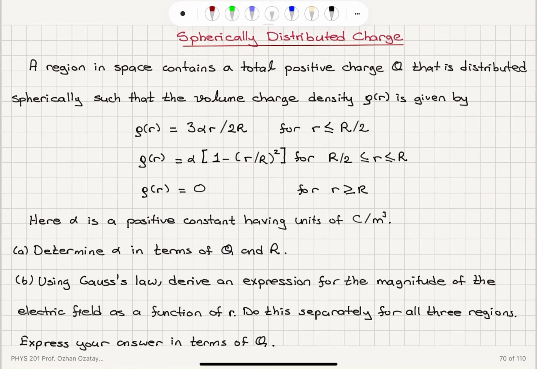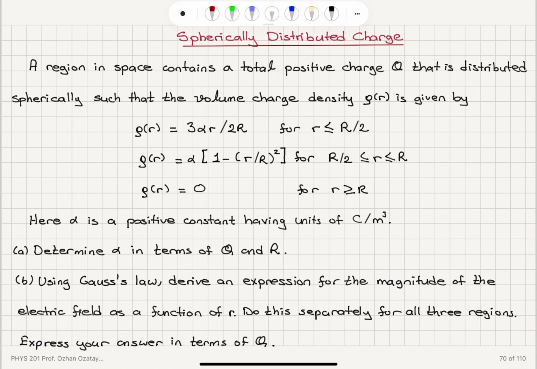We will now continue our discussion of the spherically distributed charge. Remember that we have a volume charge density that depends on our location in space. For r less than capital R over 2, it is linearly increasing with r, and for r between capital R over 2 and capital R, it is alpha times (1 minus r over capital R) squared. Otherwise, it is 0. So in part A, we have determined alpha in terms of Q and R.